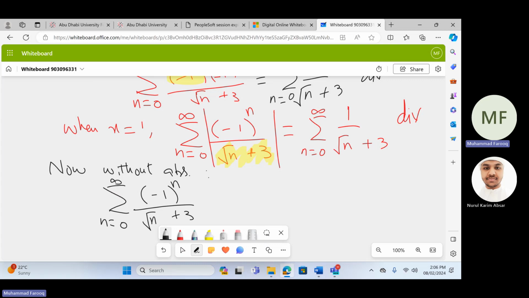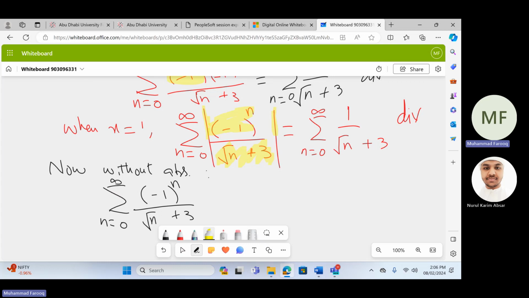Can I remove minus 1 power n because it is always positive? No, there's no absolute value now. Before it was absolute value, so the output of this part with absolute value is always positive, so it was always 1. This time we have no absolute value. Now check which test you use now. AST, alternating series test. This is now an alternating series because we have minus 1 power n.